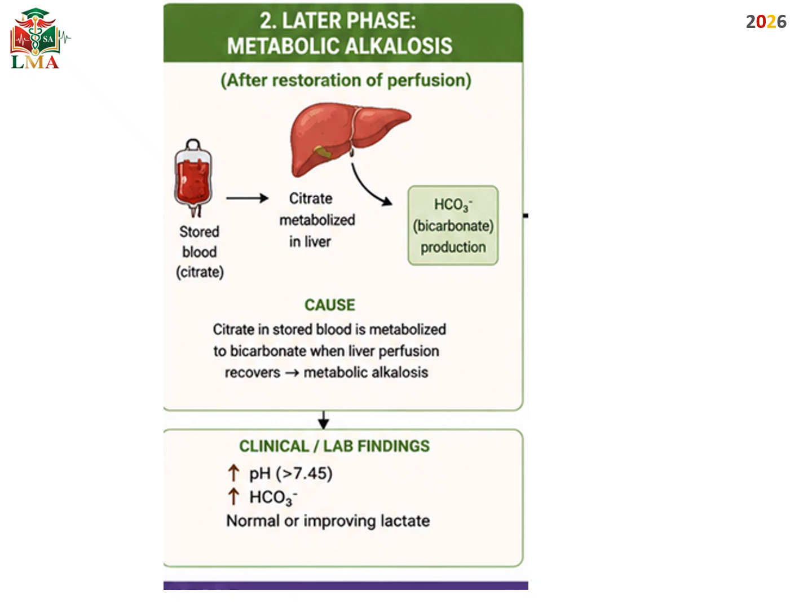Later, there will be metabolic alkalosis. What causes metabolic alkalosis? You already gave stored blood containing citrate as an anticoagulant. Once the liver perfusion recovers, a lot of blood will go to the liver and citrate is metabolized to bicarbonate. This bicarbonate generation can produce metabolic alkalosis, particularly after a very large transfusion volume, massive transfusion protocol. Clinical findings: the pH will be more than 7.45, the bicarbonate increases, and the lactate is normal or improving.